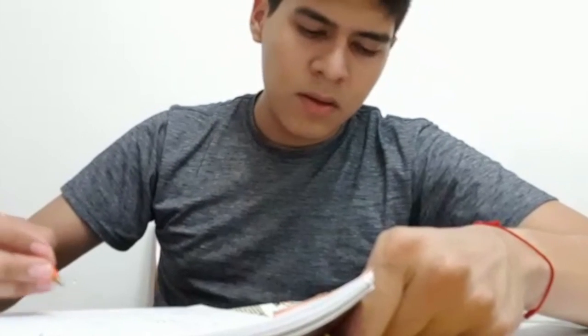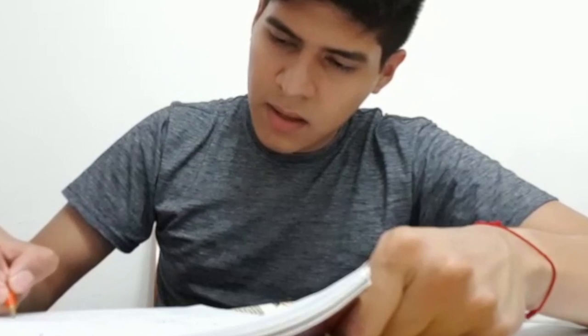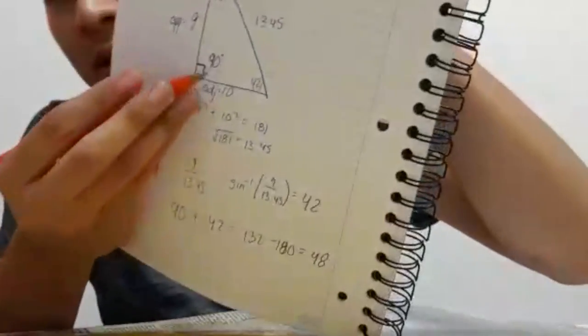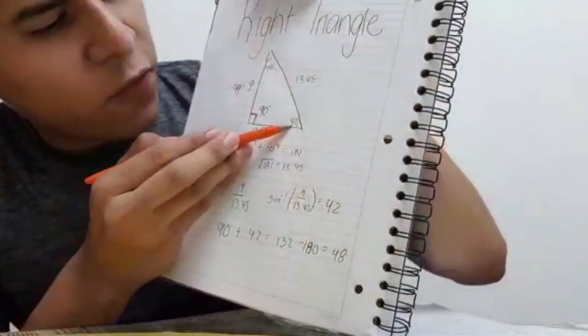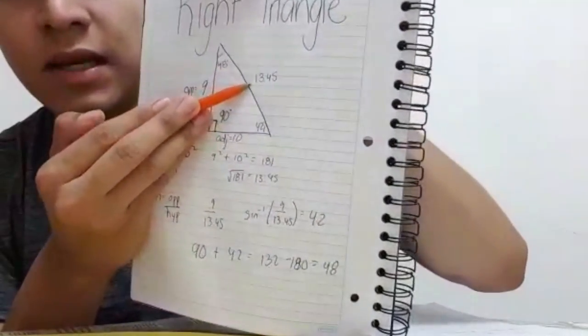So 90 degrees plus 42 is equal to 132. 132, sorry, minus 180, it's equal to 48. So we already found the two angles besides the 90 degrees, which are 48 and 42, and the missing side.